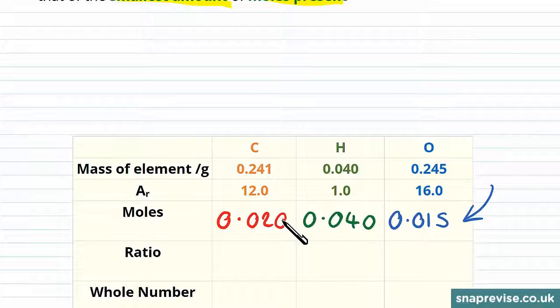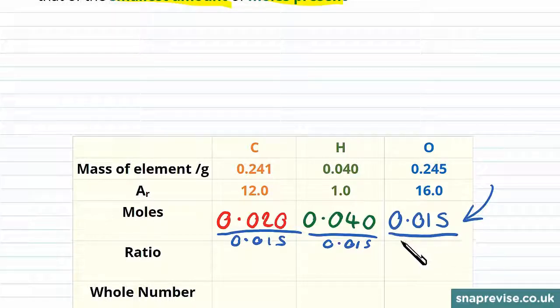We only have 0.015 moles of the oxygen compared to 0.020 of the carbon and twice that of the hydrogen. So we take each of these values and we divide by 0.015, divide the hydrogen by 0.015, and even though it's obvious, we divide the oxygen by 0.015. So because we're dividing the oxygen by itself, this is going to form 1 in the ratio. So effectively, we're comparing how many moles we have of the other two.